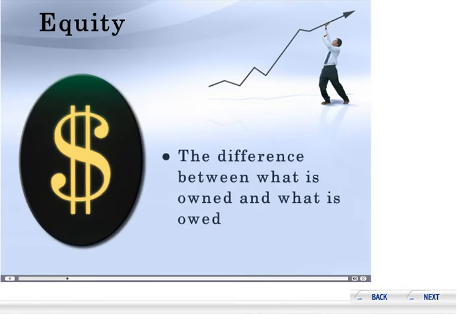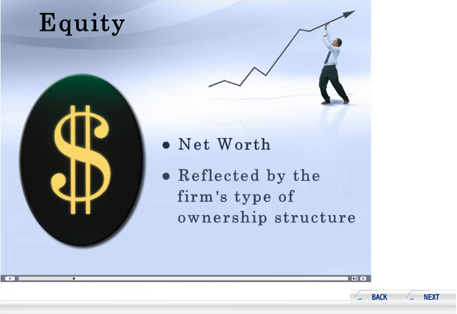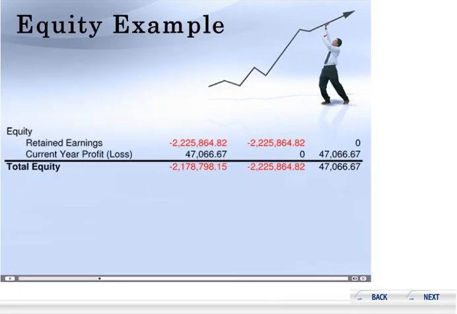Equity is the difference in what is owned and what is owed. It is the net worth. Equity is expressed in various forms depending on type of ownership. In our examples, retained earnings is what was earned or lost in prior years, and current year profit or loss is the earnings or loss from this year's operations. This is an example of the equity section of a balance sheet.